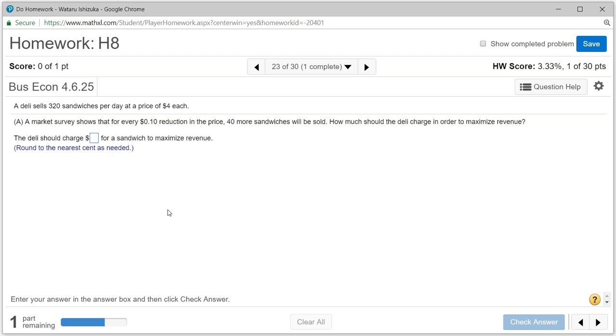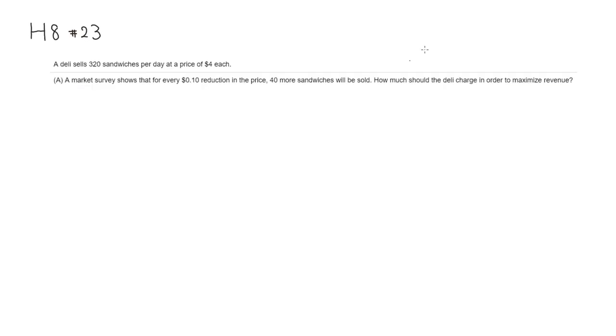All right, let's look at homework 8, problem number 23. Let's do this deli sandwich problem. It says a deli sells 320 sandwiches per day at a price of $4 each. And it says that for every 10-cent reduction in price, 40 more sandwiches will be sold. How much should the deli charge in order to maximize revenue?